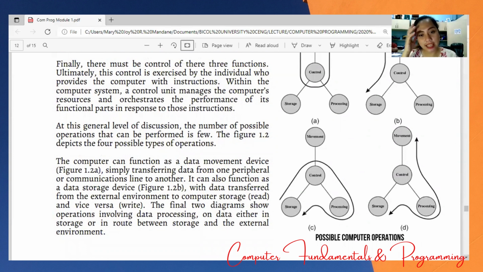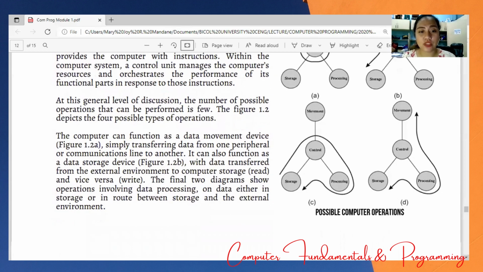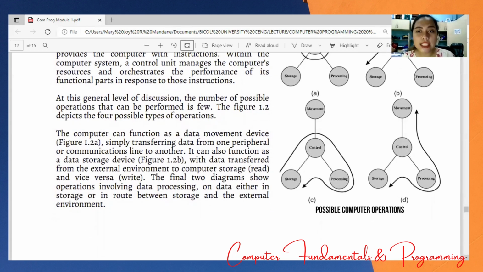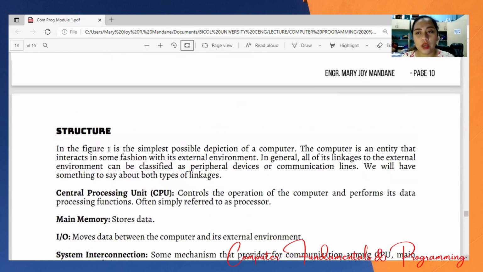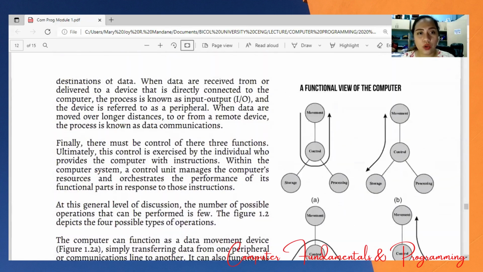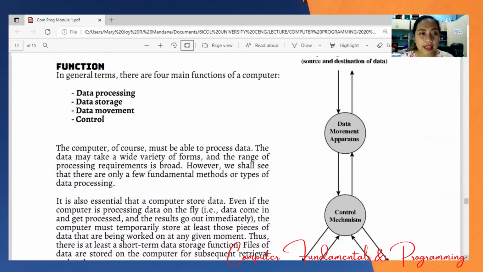The computer can function as a data movement device, simply transferring data from one peripheral or communication line to another. It can also function as a data storage device, with data transferred from the external environment to computer storage, read, and vice versa, right? So the final two diagrams show, as you can see in our diagram, operations involving data processing on data either in storage or en route between storage and external environment. So that's the function.